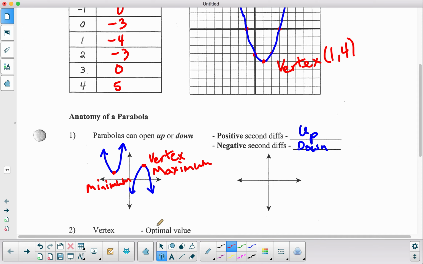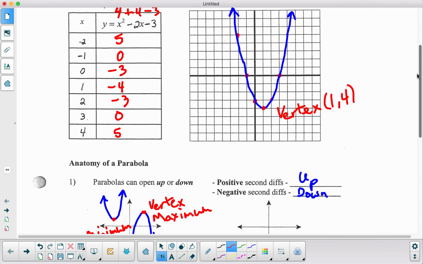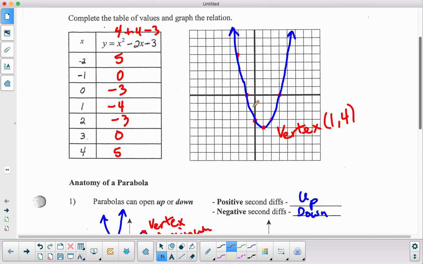Okay, along with the vertex is something called the optimal value. So the optimal value is basically the y-coordinate of the vertex. So whatever y-coordinate it gets down to is called the optimal value. So in this case, the optimal value is y equals negative 4. Whoops, I messed up over here. 1 and negative 4. The y value is negative 4. This parabola can be said to have a minimum value of negative 4. Okay, so minimum or optimal value of negative 4.